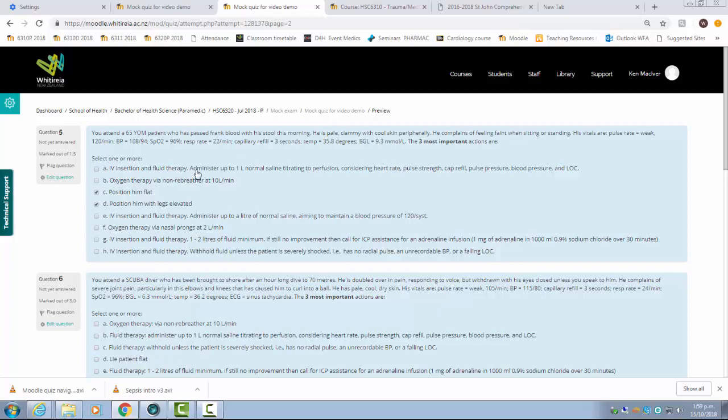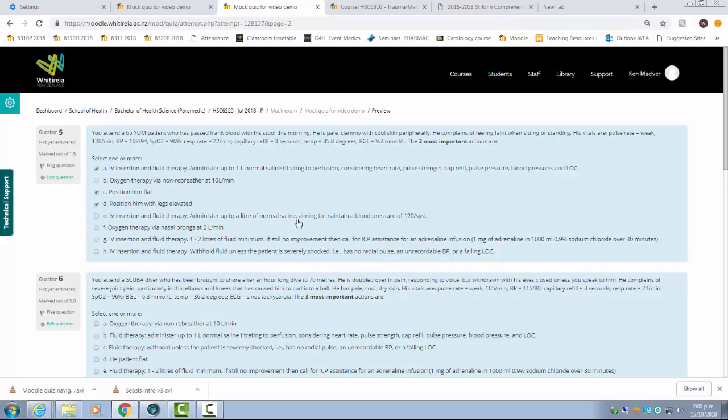So the first one, administer up to a litre of normal saline, titrating to perfusion, considering heart rate, pulse strength, cap refill, pulse pressure, blood pressure, and LOC. Right, that sounds like the one to me. So I'm going to click that. Let's just see what the other options are.